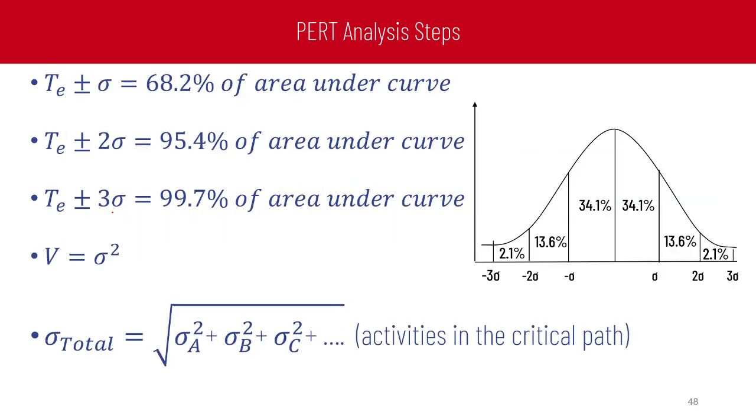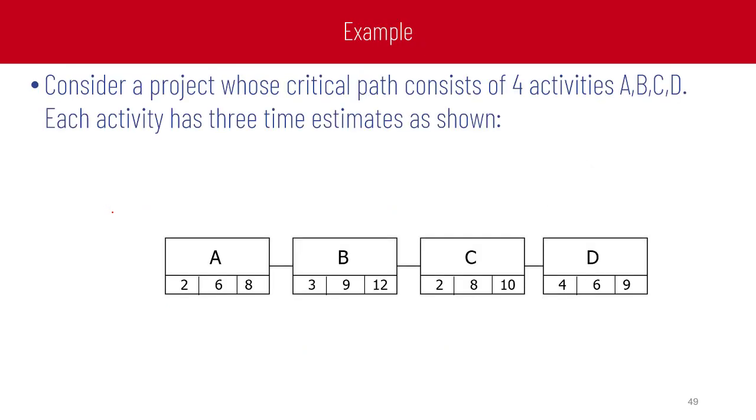Some notes: T expected plus or minus sigma equals 68.2% of the area under the curve, T expected plus or minus 2 standard deviations equals 95.4% of the area under the curve, and T expected plus or minus 3 standard deviations gives us 99.7% of the area under the curve. Variance equals the standard deviation to the power 2, and the standard deviation itself is the square root of the summation of the variances of all the critical activities.